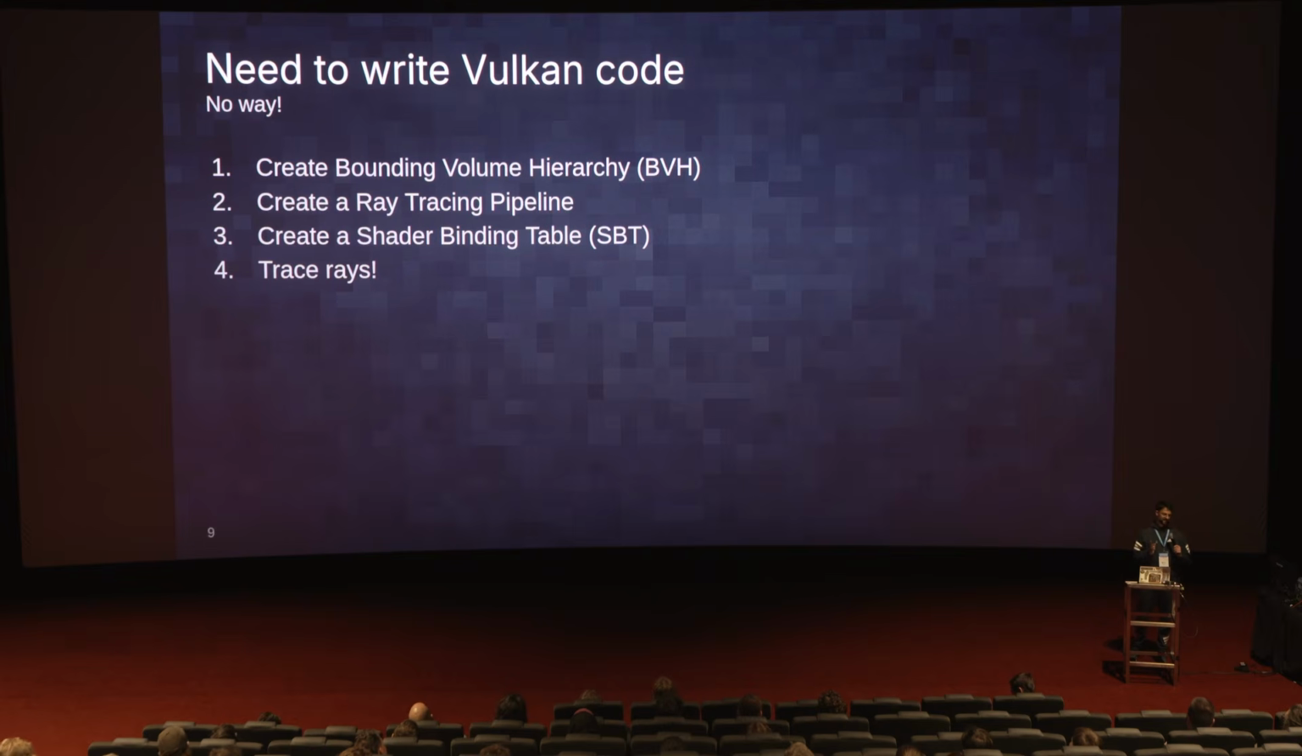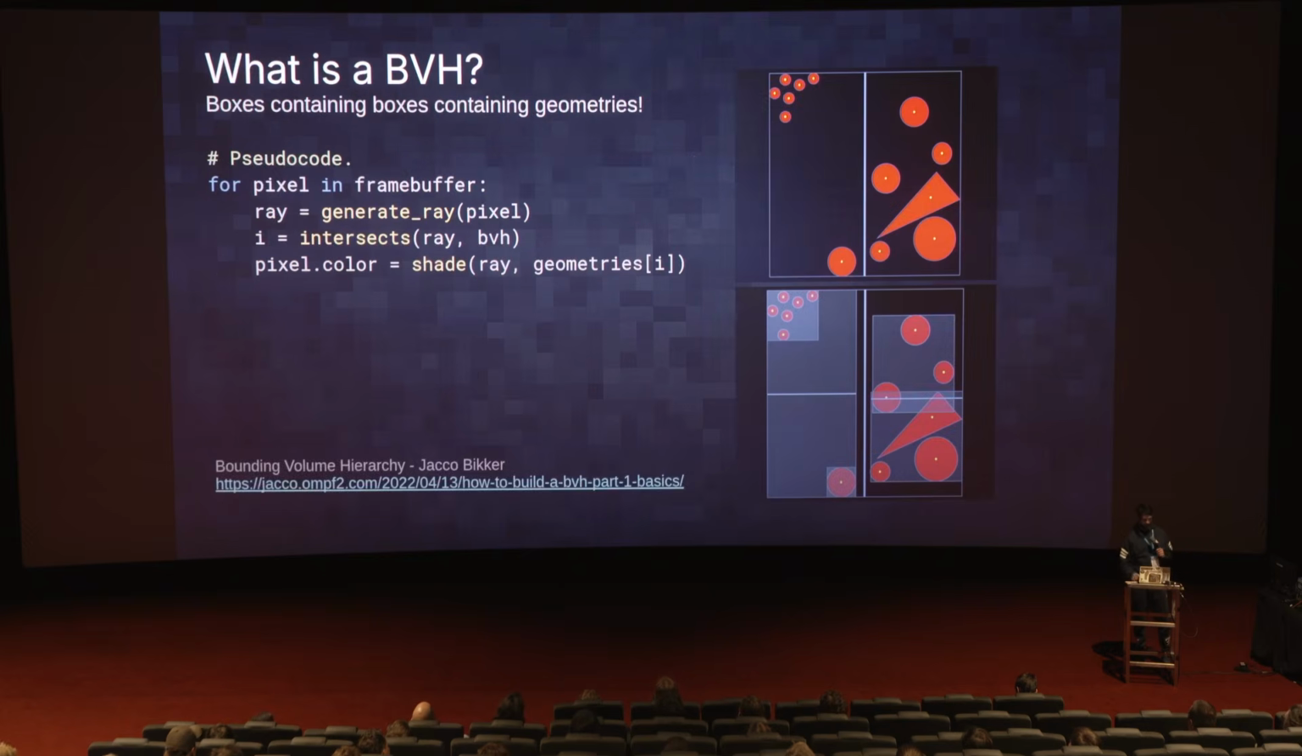By the way, you need to basically do 4 main things. You need to create a bounding volume hierarchy, then you need to create a ray tracing pipeline, then you need to create a shader binding table, and then you can trace. I'll go into a bit more detail on each of these things, so let's start with the bounding volume hierarchy.